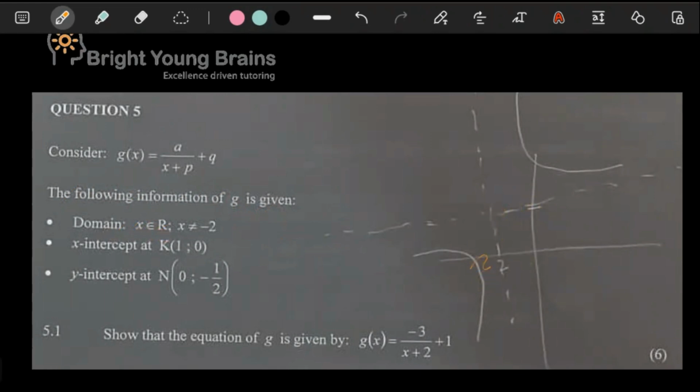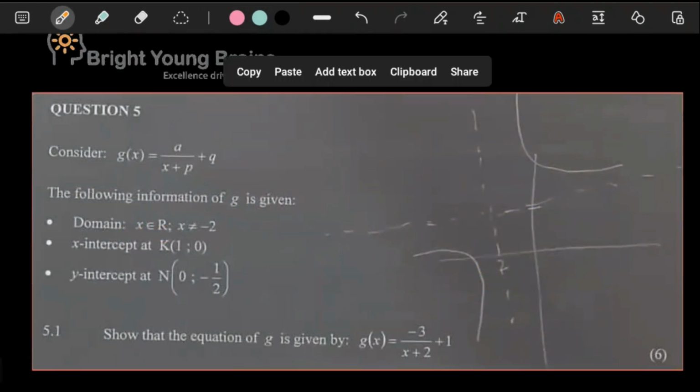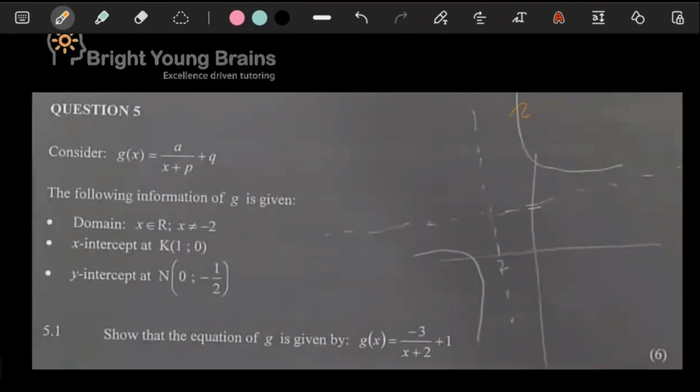Okay, don't mind this here. This was just from the question paper that I got. So don't mind this. I should have actually cropped it out. But anyways, it is what it is.